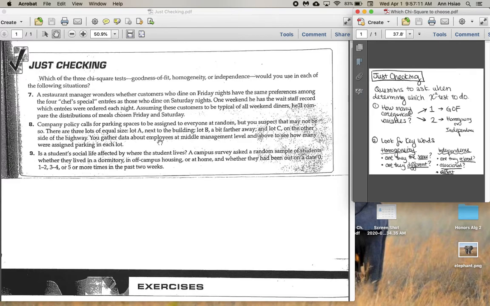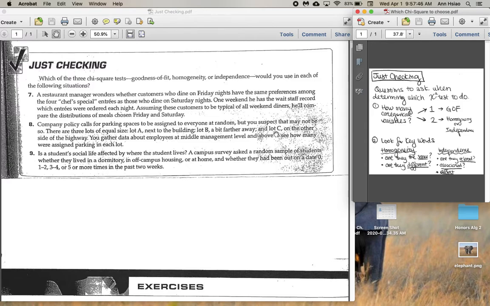You gather data about employees at middle management level and above to see how many were assigned parking in each lot. All right, so at this point, just imagine yourself as one of these employees. So if you are one of these employees, the question you want to ask yourself is, well, what question are they asking me? So it seems like they're just asking, are you in lot A, lot B, or lot C?